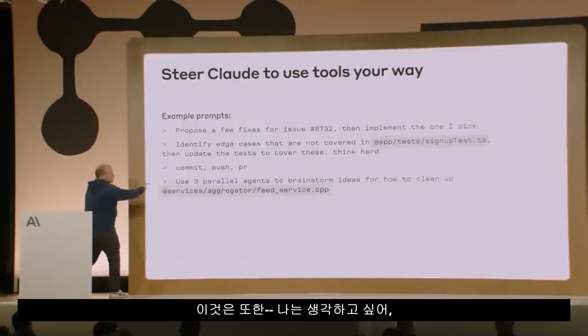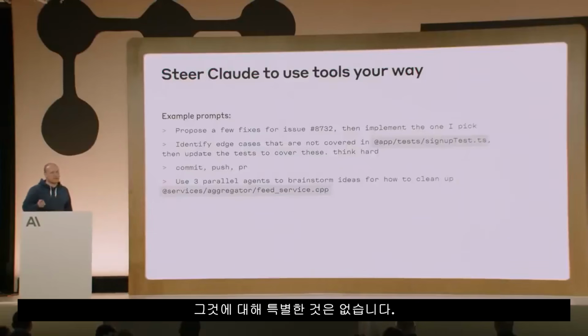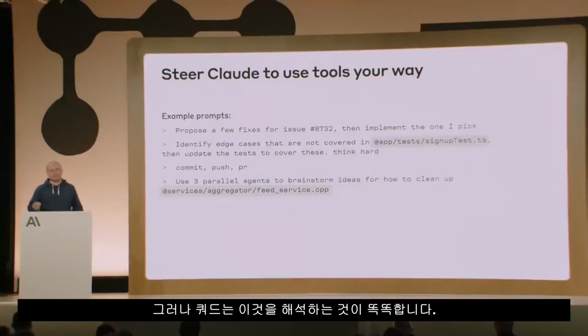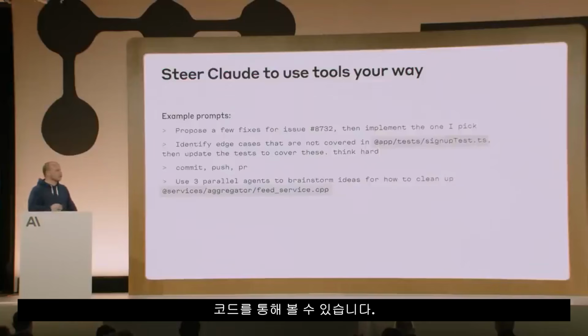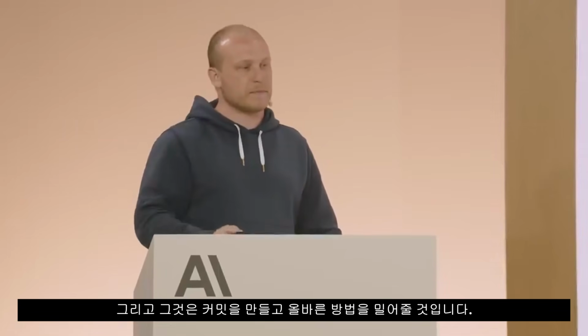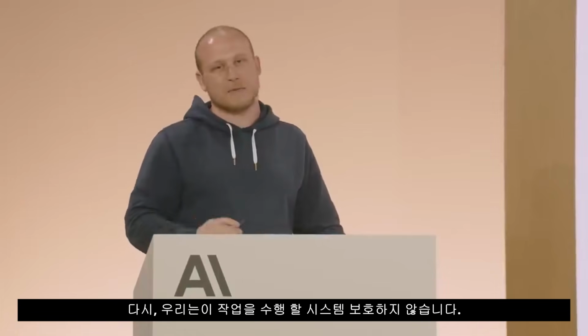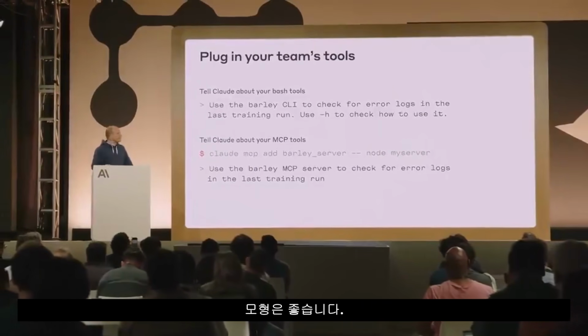I also wanted to include this one, commit push PR. This is a really common incantation that I use. There's nothing special about it, but Claude is smart enough to interpret this. So it'll make a commit, push it to the branch, make a branch, and then make a pull request for me on GitHub. You don't have to explain anything. It'll look through the code, the history, and the Git log by itself to figure out the commit format and all the stuff, and it'll make the commit and push it the right way. Again, we're not system prompting it to do this. It just knows how to do this. The model is good.